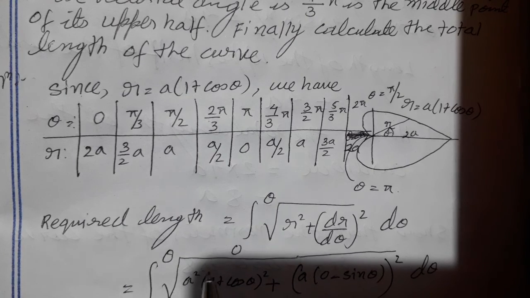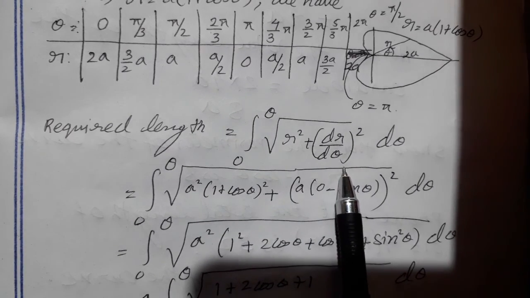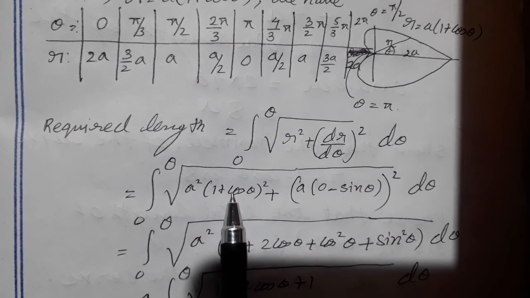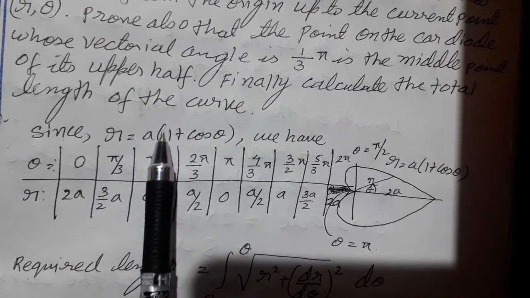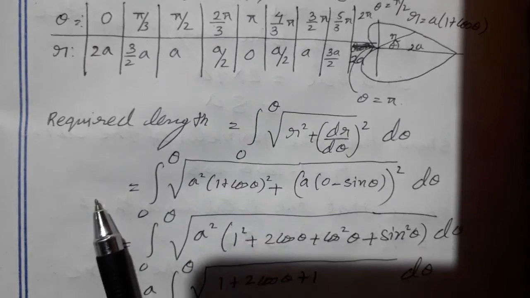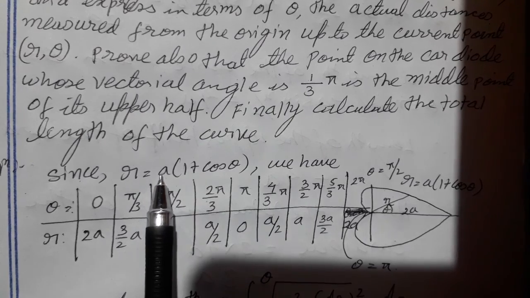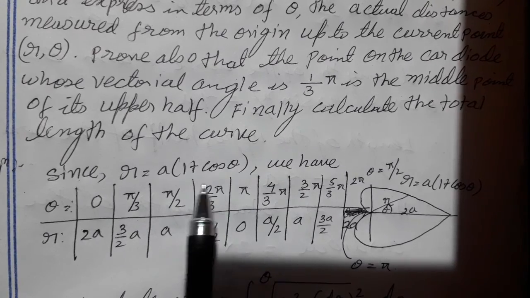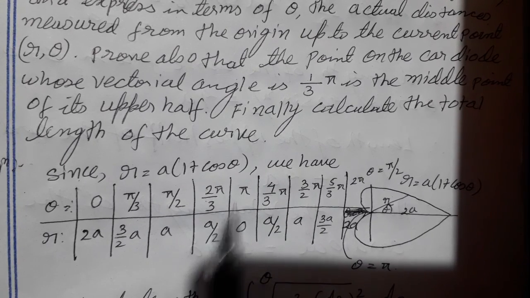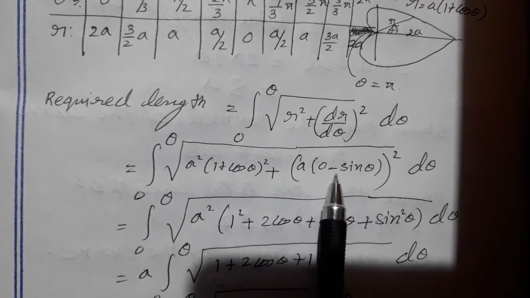Since it is in polar form, the required length is given by the remark 4, that is the square root of r² plus (dr/dθ)² dθ. So r, we know what r is, it's given, it is a(1 + cos θ), so you put that value. Now we'll try to differentiate this, dr/dθ, so differentiation of 1 is 0, and differentiation of cos θ is minus sin θ, so we get 0 minus sin θ, that is minus sin θ.